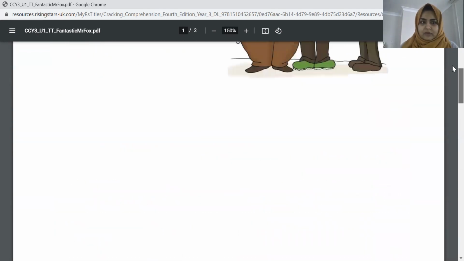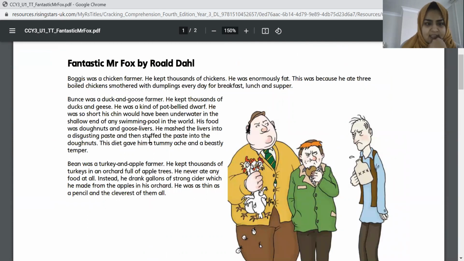Now let's go to paragraph 2, and it says here, Bunce was... he mashed the livers into a disgusting paste. His diet gave him a tummy ache and a beastly temper. So what I'd like you to do is pause the screen and try and find the answer within paragraph 2 to answer question number 2. And when you're ready, come back to the screen.